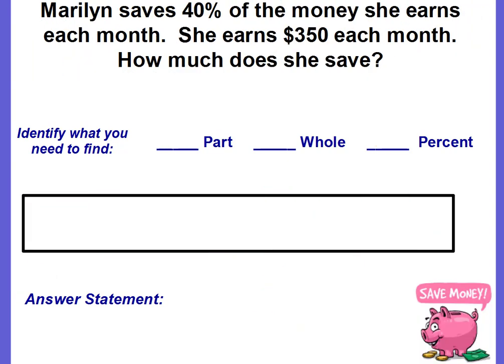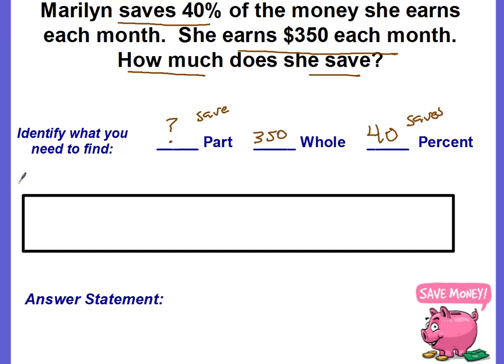Okay, Marilyn saves 40% of the money she earns each month. She earns $350 each month. How much does she save? So we're actually looking for the part this time. We're looking for the part that she saves. What information are we given? That she saves 40%. So that, of course, is your percent, 40. And we know that this is going to be the amount that she saves because it tells us that. And she earns $350 each month. That is your whole.